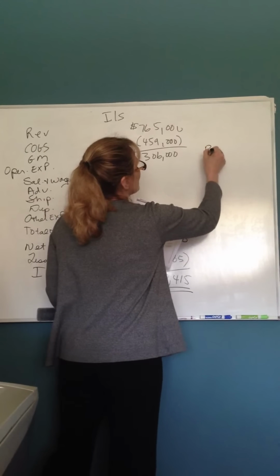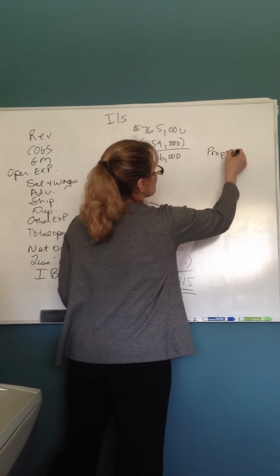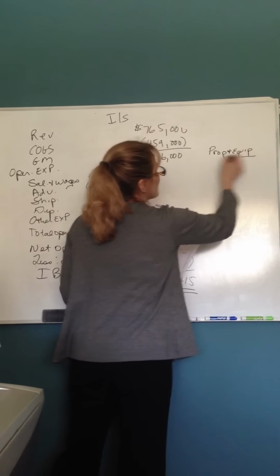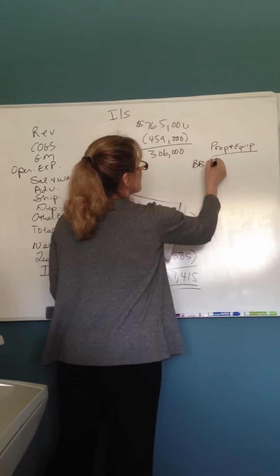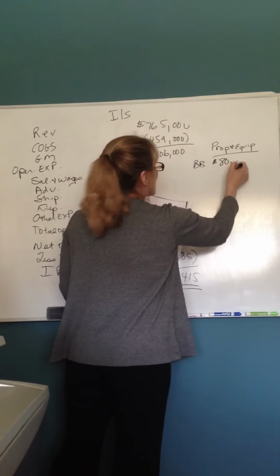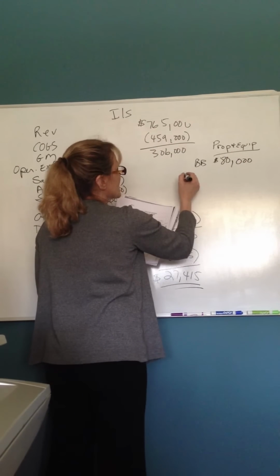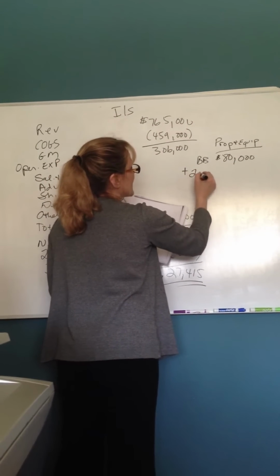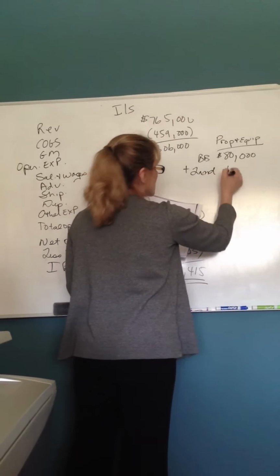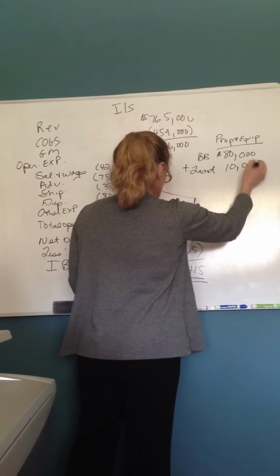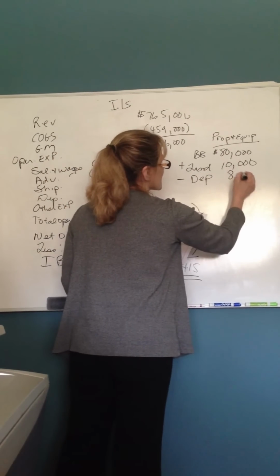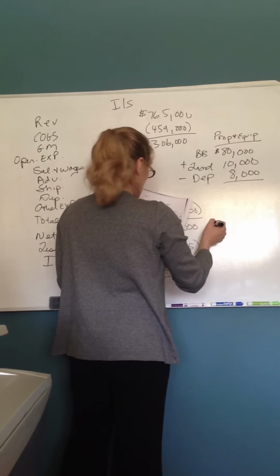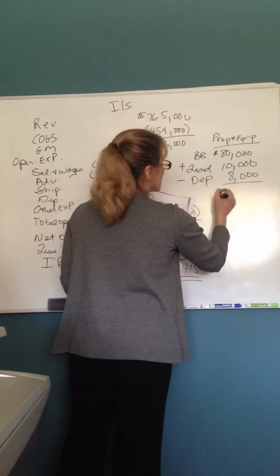So let's look at our property and equipment. If you look on the balance sheet on page 13, the beginning balance is 80. The purchase we have is land, so we're going to add our land, which totaled $10,000. And then we have to subtract depreciation, which is $8,000. So our total property, plant, and equipment is $82,000.